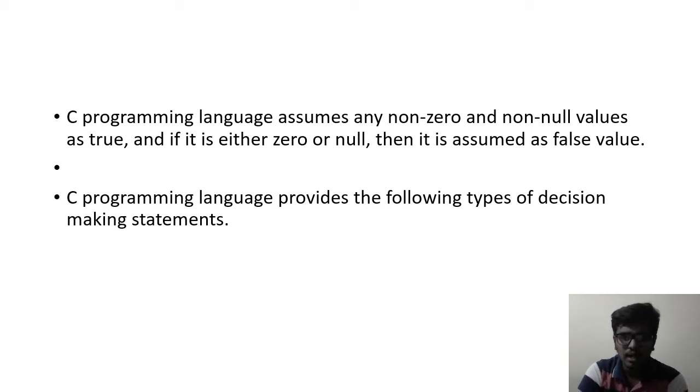The C programming language provides the following types of decision making statements. C language assumes non-zero and non-null values as true, and it assumes zero or null as a false value. Let us see the types of decision making statements in further slides.